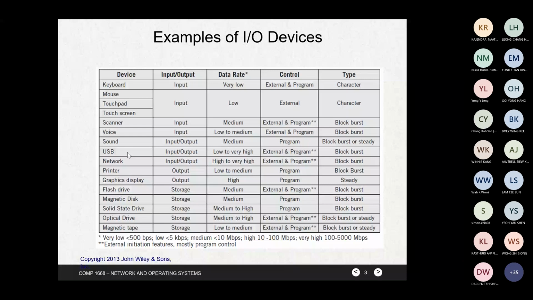Then they are also referring here to the network port. What do you call the network port? I hope all of you still remember, or you should have covered this under data communication and network in your diploma program. We call this RJ45 or network port. That is also I/O, input output. Of course, the network port can go into high to very high speed. It goes into gigabit and so on, from megabit, gigabit, and so on.